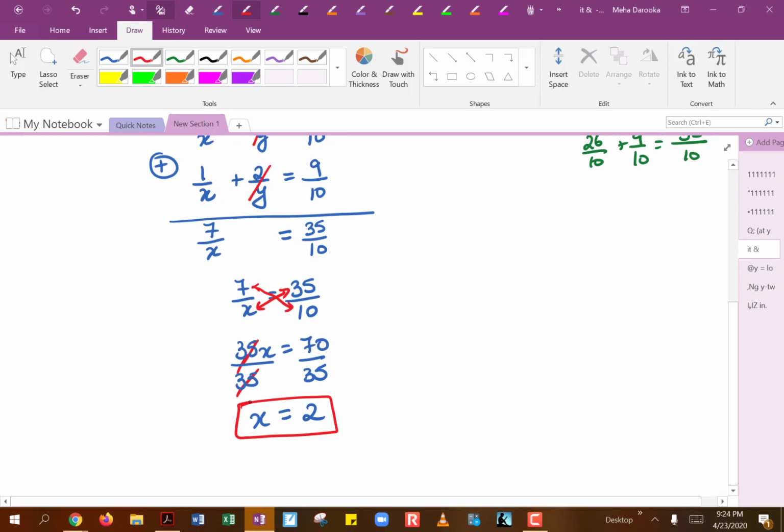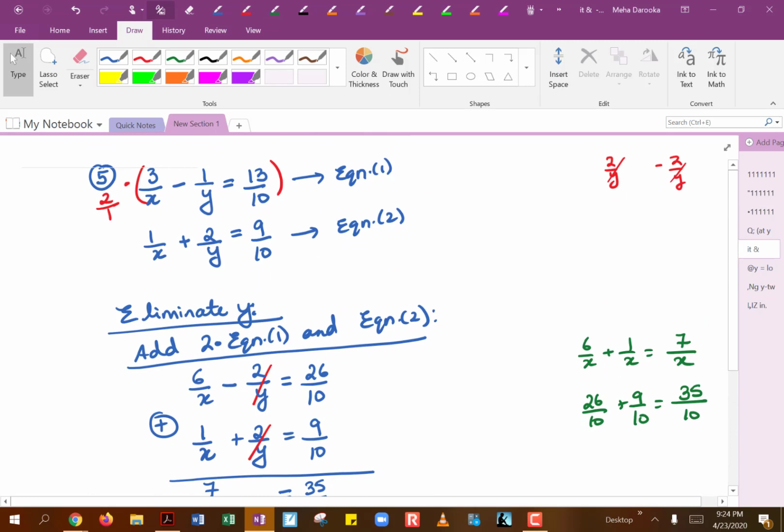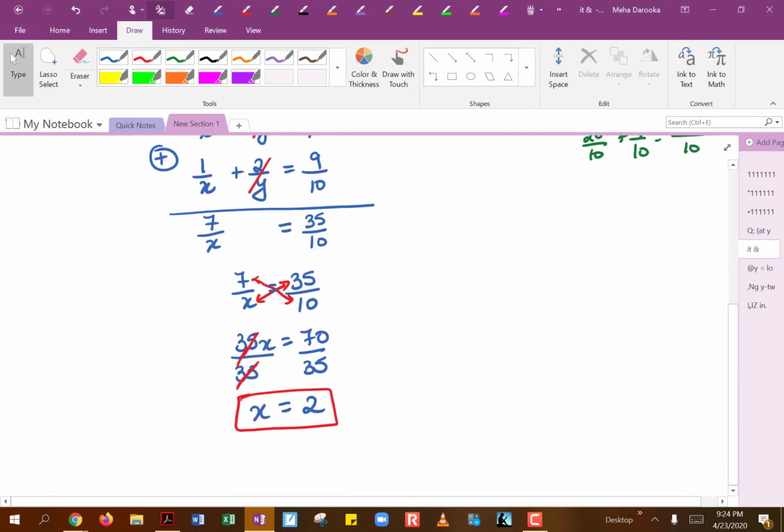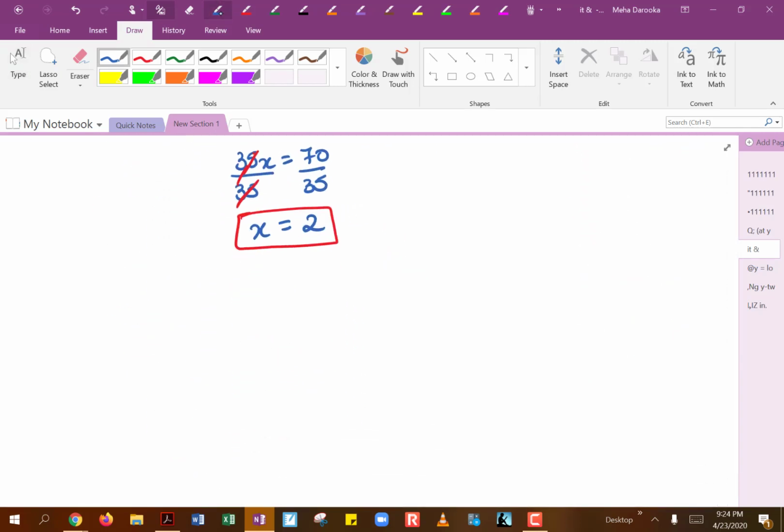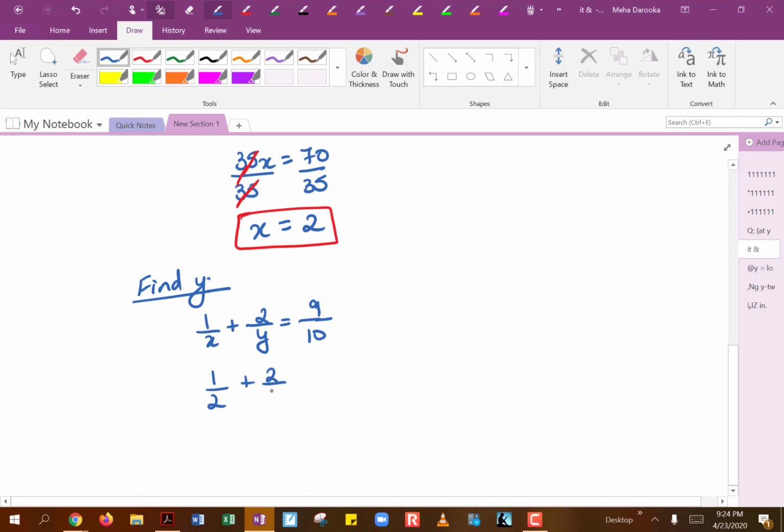And then now what we want to do is go back and find the y value. You can use equation 1 or equation 2 to find y, and I think I'm going to use equation 2 for this. So let's find our y value. We have equation 2 as 1 over x plus 2 over y equals 9 over 10. And our x value is 2, so that'll be 1/2 plus 2 over y equals 9/10. So let's subtract that 1/2 from both sides.